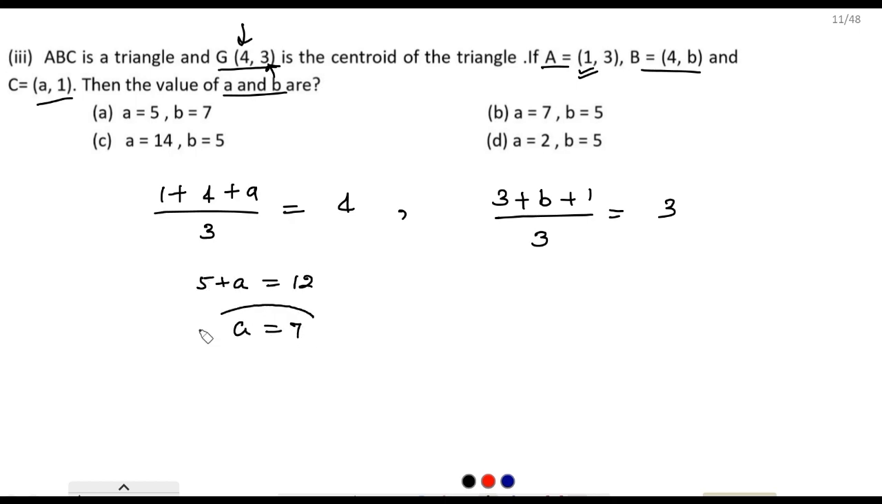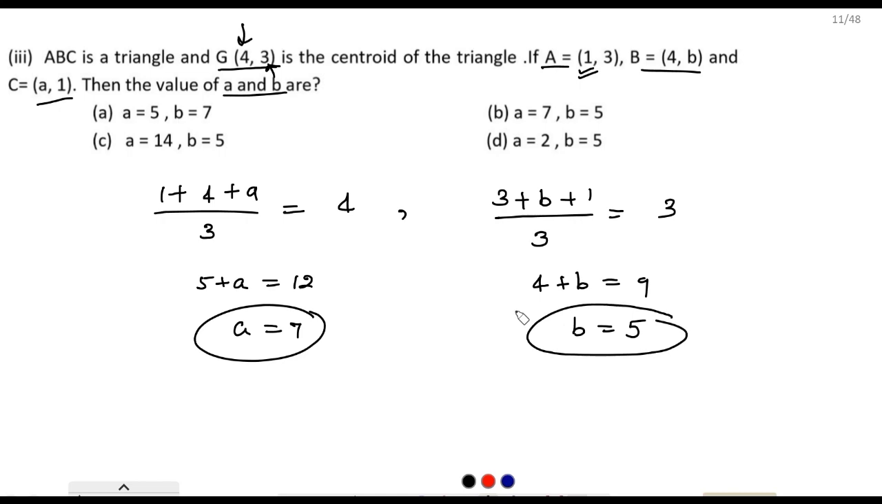A is equal to 7 and B is equal to 5. In this question, अगर आपने A की वैल्यू 7 फाइंड आउट कर ली है तो आप ऑप्शन टिक कर सकते हैं. There is no need to find the value of B because A is equal to 7 is the single option B.